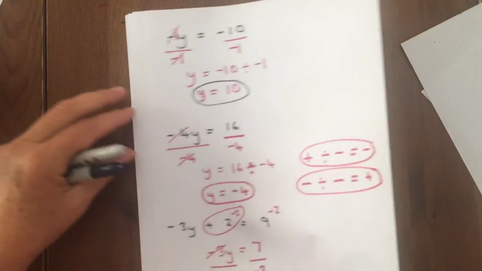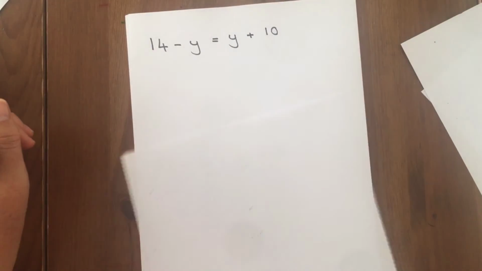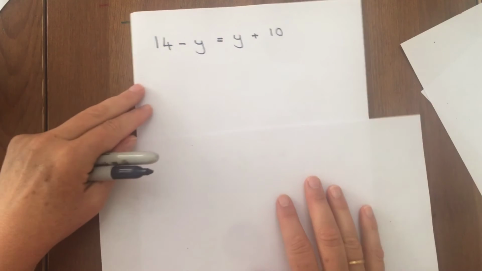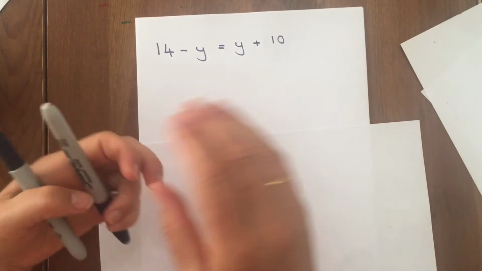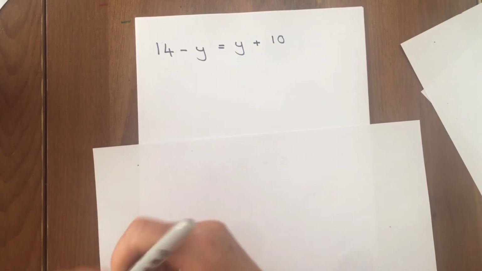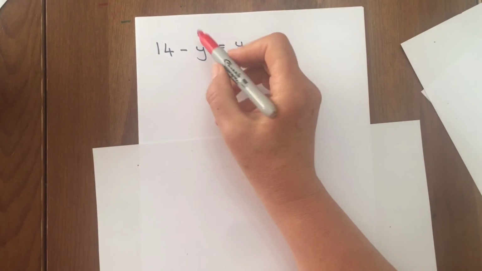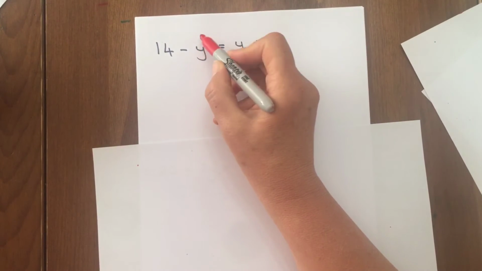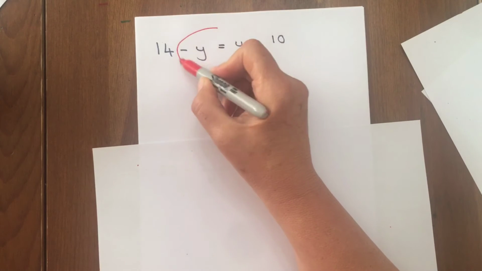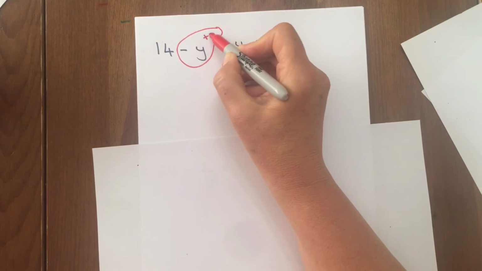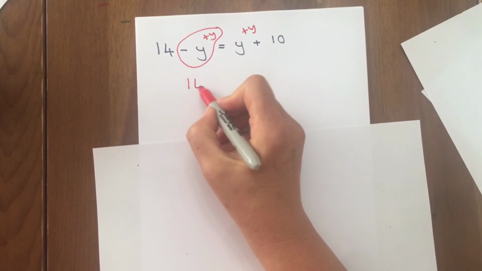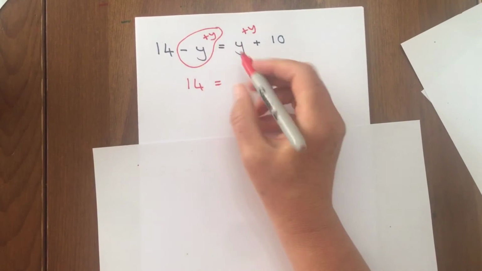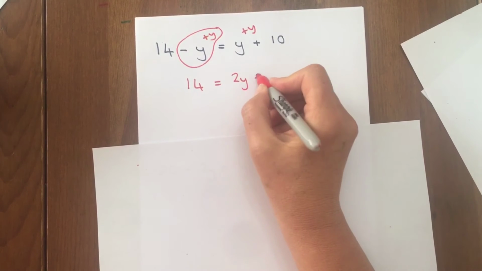Okay, let's look at another question then. What about this one here? Right, so what shall we do to both sides of the equation? Well, the opposite of taking away y is to add y. So I'm going to add y to this side and add y to this side. So 14, these will cancel, equals 2y plus 10.